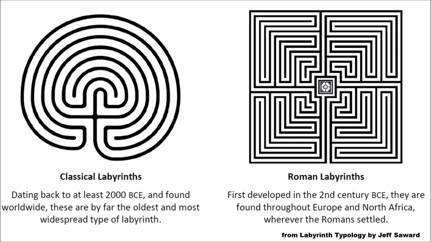If you understand the patriarchal nature of Roman society, then it makes absolute symbolic and energetic sense that their labyrinths would contain right angles. The Roman Empire was vast, so Roman labyrinths are located in many cultures that were once part of that empire.